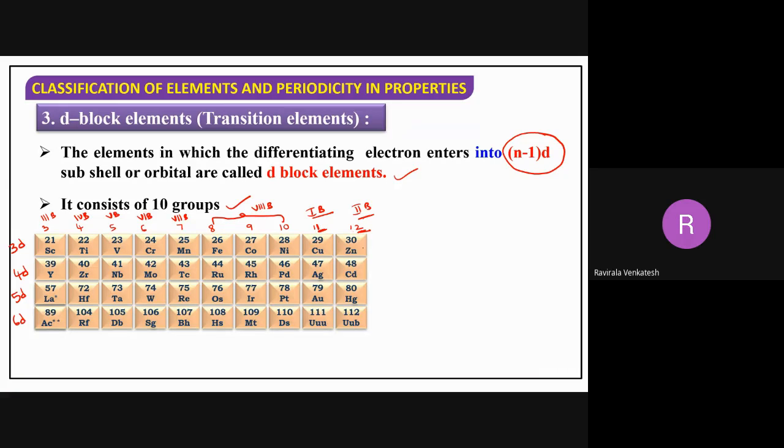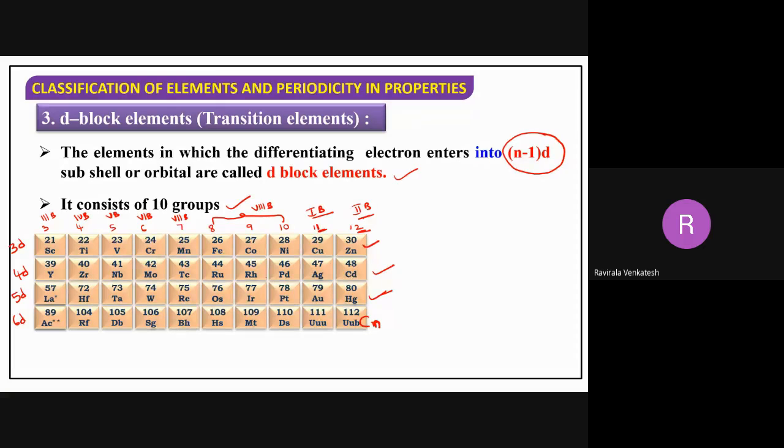Now 3D series starts from scandium to zinc, isn't it? Scandium to zinc. Next, 4D series starts from yttrium to cadmium. 5D series starts from lanthanum to mercury. After 57, 58 will be in the F block element. Remember that one. So after 57, next we get 72 to mercury. Finally, 6D series starts from actinium to copernicium, Cn. Cn is nothing but copernicium.